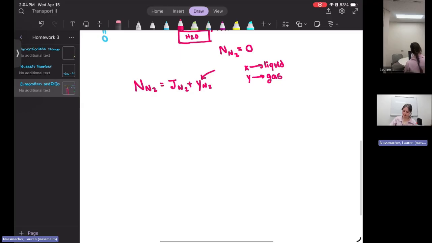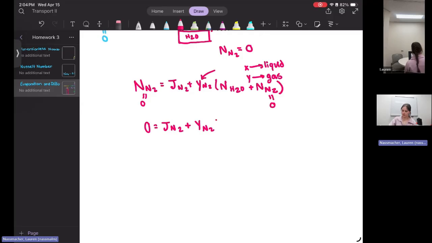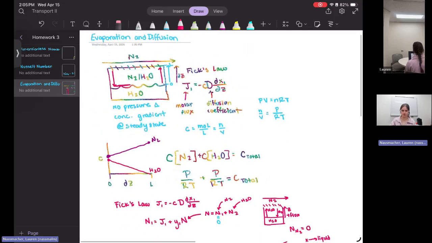And for our flux, we know that this Y has to be multiplied by our entire flux, which is the water and the nitrogen. But our nitrogen flux is equivalent to 0. Both of these are equal to 0. So 0 is equal to our molar flux of nitrogen plus Y of nitrogen multiplied by our flux of water. If we rearrange this equation, we get that our molar flux is equal to negative Y nitrogen times our flux of water. And this is how we're going to find the diffusion of our water and our nitrogen.